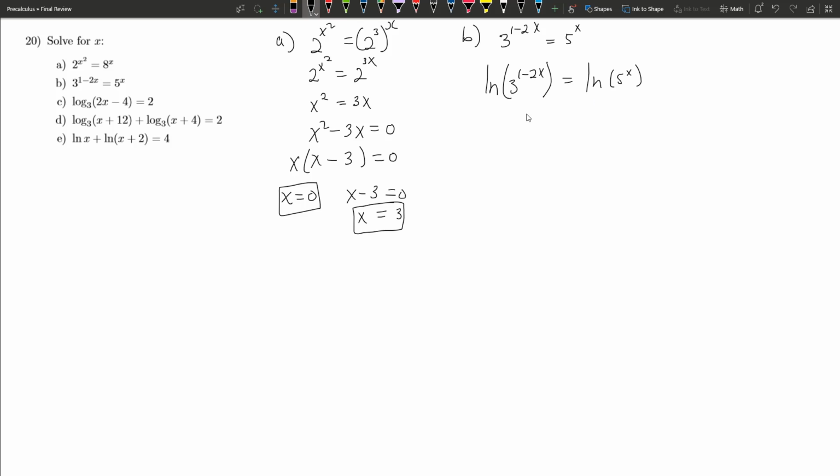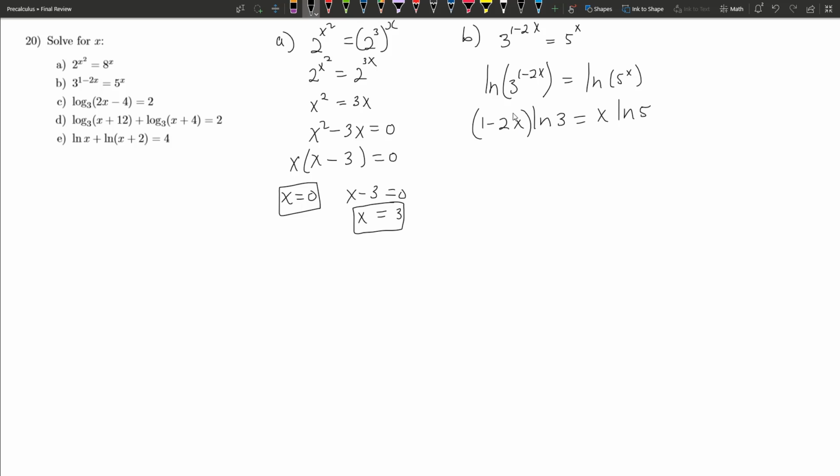So the ln of 3 to the 1 minus 2x is equal to the ln of 5 to the x. All right, so just take the ln of both sides. Now the exponent, you could put in the front. This is (1 minus 2x), put that in parentheses, times the ln of 3. And that's equal to x times the ln of 5. All I did was take that exponent and put it in the front, because you can do that when you have logs.